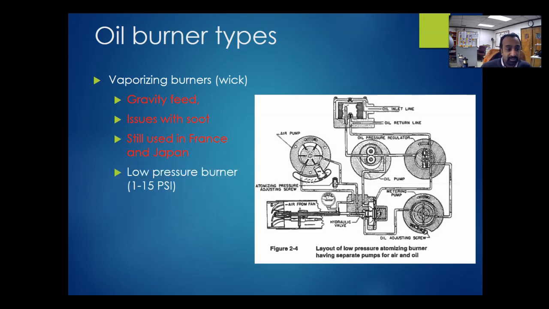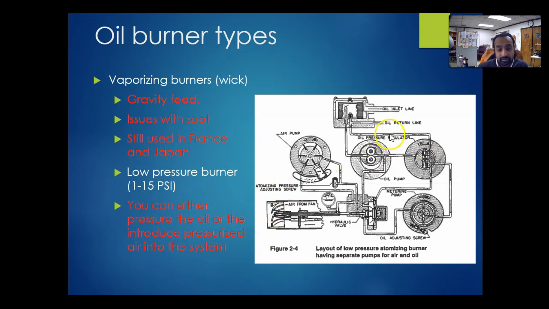It is possible to use a wick system. Low pressure burners are considered between 1 to 15 psi, and this has to do with the pressure coming out of the steam. So this is for steam, it's not the pressure of the oil. You can either pressurize the oil or introduce pressurized air into the system. So I put this in different colors to differentiate that the pressure has to do with the steam coming out of the burner.